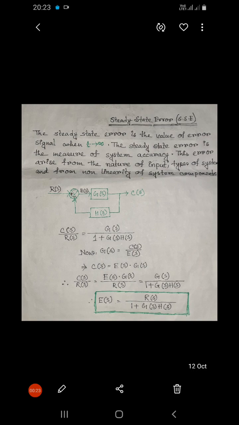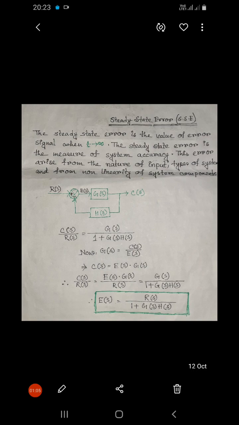So see here, steady state error is nothing but the value of the error signal when t, that means time, tends to infinity. It measures the accuracy of the system. Generally, this steady state error is due to the nature or type of input, or nonlinearity of the system component. You are going to get this type of error.